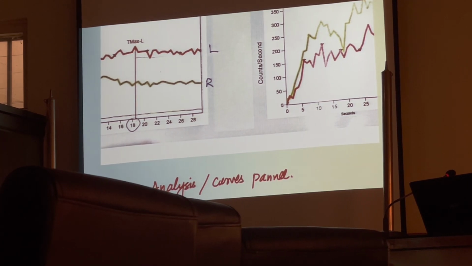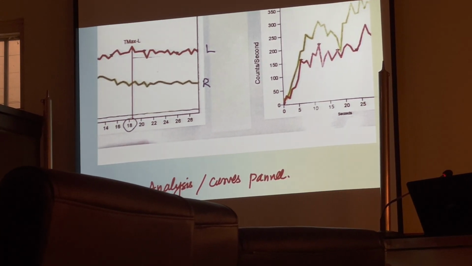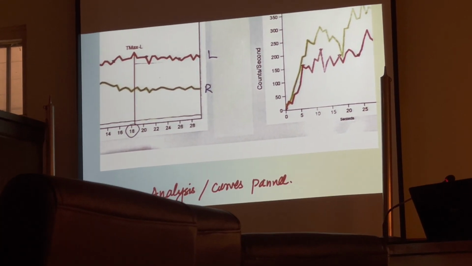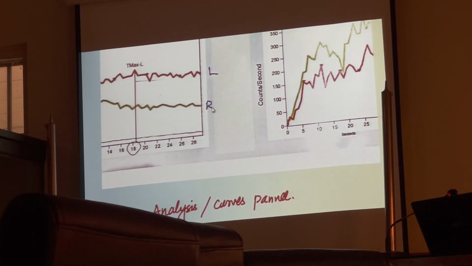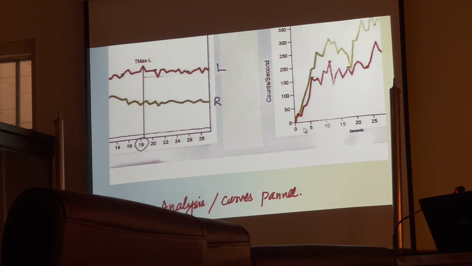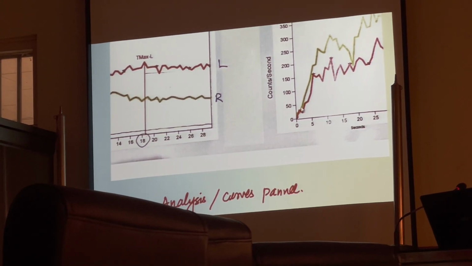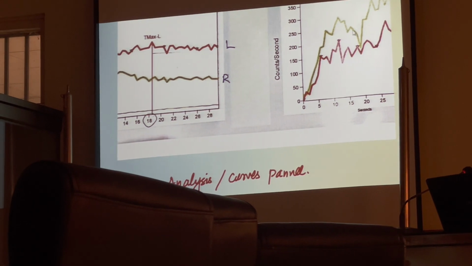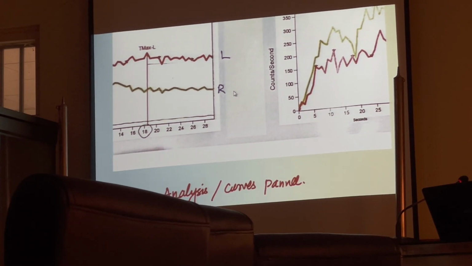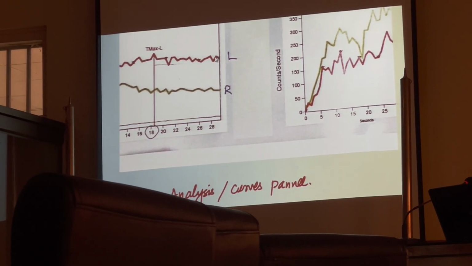And the third part, as we mentioned earlier, is the analysis or curves panel. We will discuss it in detail later on, but this portion of DTPA is called the analysis panel or curves panel. Each kidney is represented by different curves. This is the curve for one kidney, and this is for right, green, and this is for left.